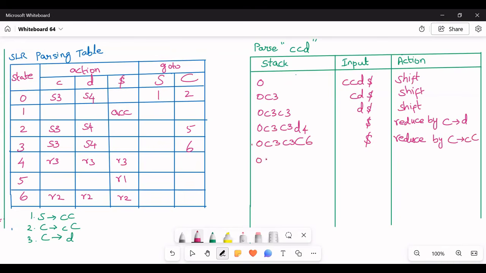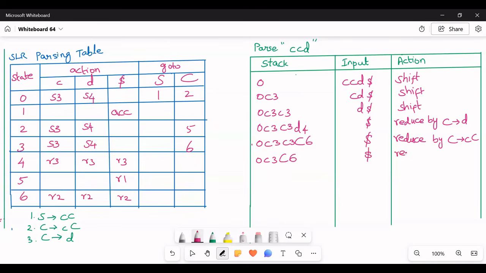Okay. So C 0, C3. We need to pop these 4 symbols and we have to push C as well as 3 comma C will be 6. Here no change in input buffer. Then 6 and dollar. 6 and dollar is reduced by production number 2.